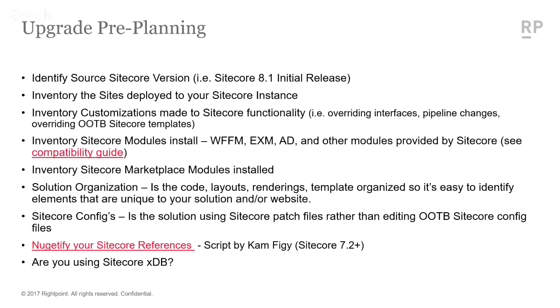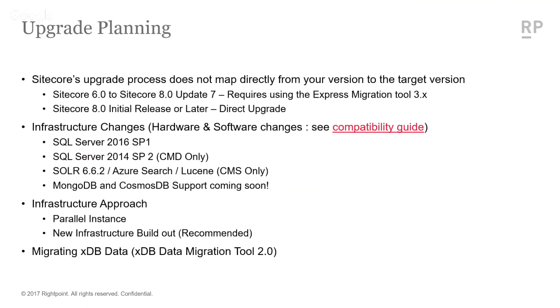So that's a lot of the pre-planning that we're doing, or you could call it planning. I just have a lot of meetings, and I have meetings for meetings, so I figured pre-planning was a good wording here. Now that you're getting ready to plan for your upgrade, you need to consider the approach you're going to take, right? So for Sitecore 9, if you're on version 6.0 all the way up to 8.0, you're going to have to use the Express Migration tool. There's two versions, 3.0 and 3.1, that just got released recently. So that's the approach you're going to take to get to Sitecore 9.